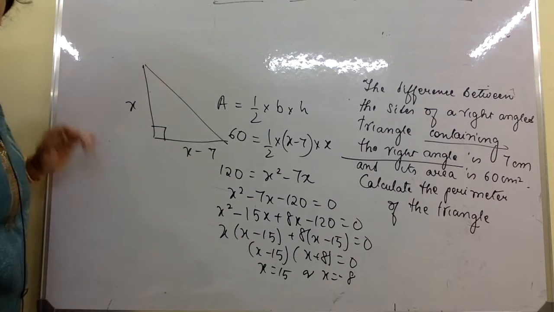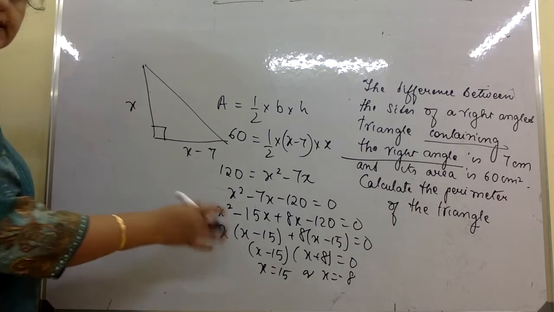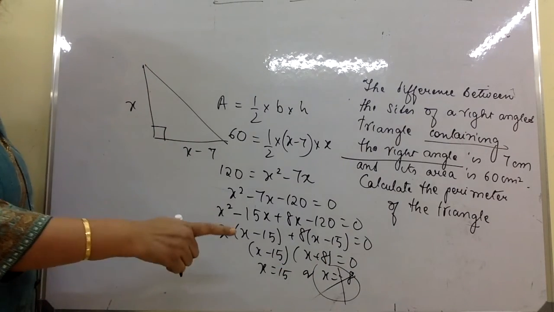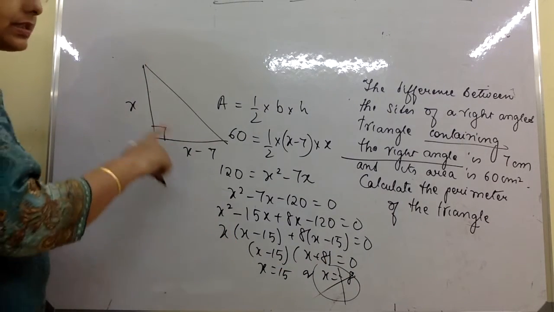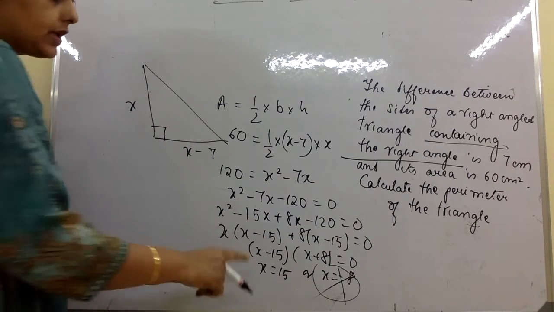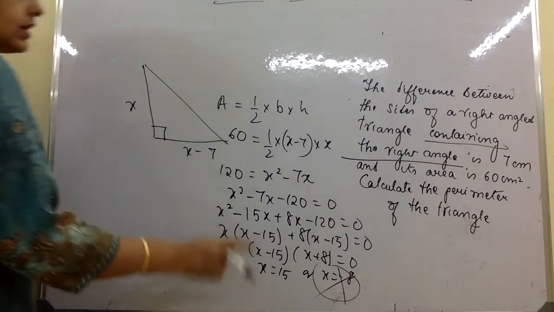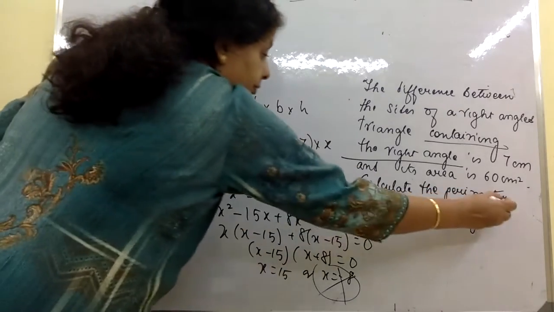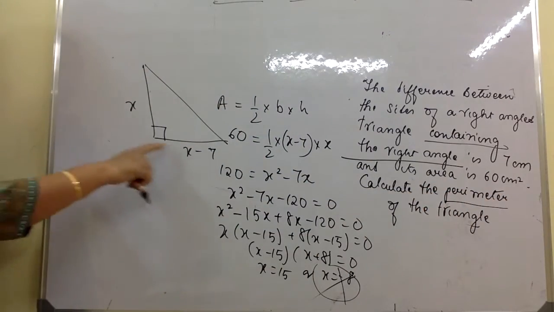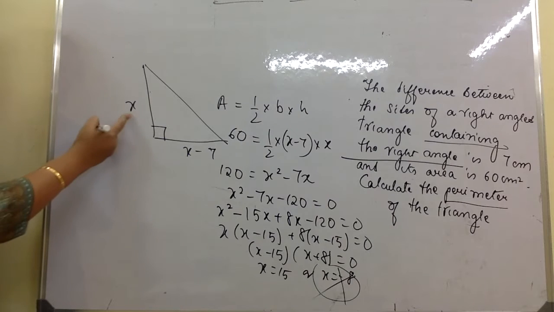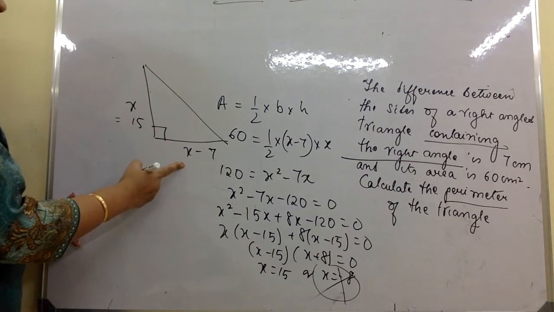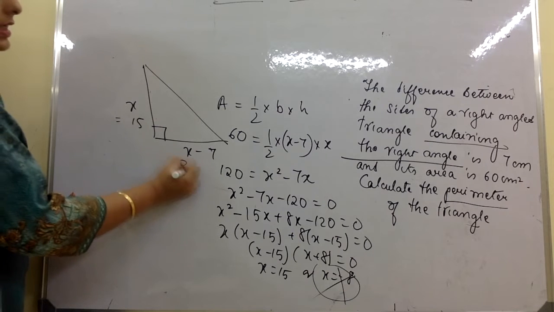Now if I get answers like this, I should know that I have to discard this. I can't take x is equal to minus 8 because it is a question of length, it can't be negative. So this is my correct answer. Now calculate the perimeter, they asked for the perimeter. So they are not happy only with the side. So this side becomes how much? This side is 15, this side is 15 minus 7, that's an 8.